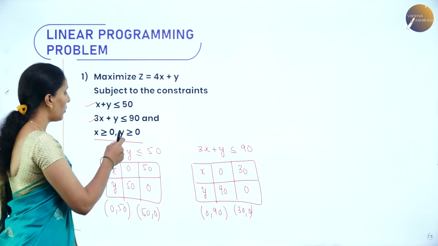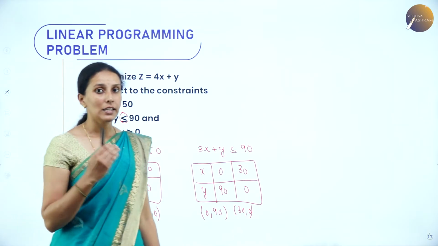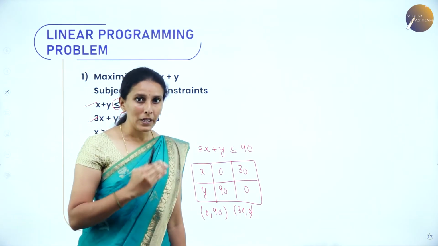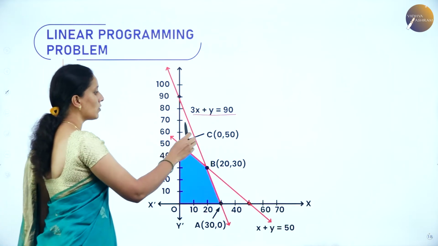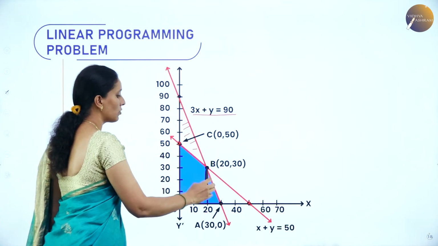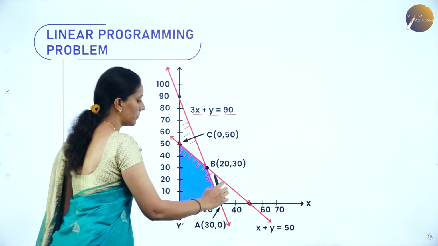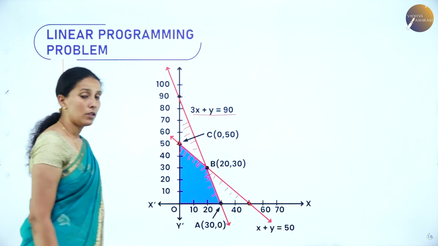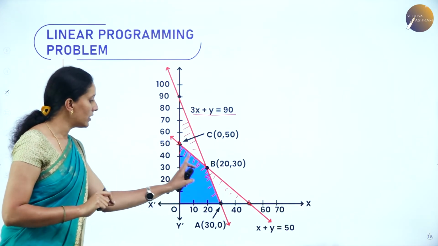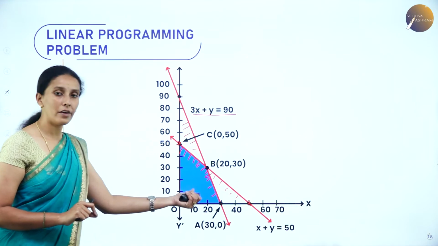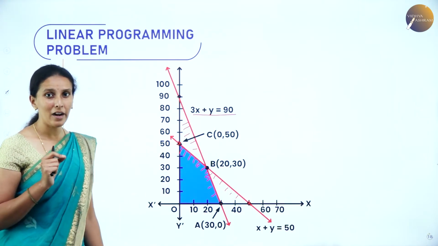Now, for both the inequalities, I have less than or equal to. That means the solution will be below the line for both the inequalities. So below the line means this will be the solution for both. And here also it will come here. But which is the common region for both? This is the shaded region. So the shaded region which is in blue, we can say it as a feasible region.